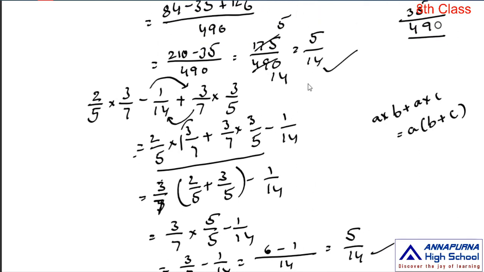So here also we get 5 by 14. Here also we get 5 by 14. So this is the importance of properties. When you have any difficult calculation, by applying these properties you can calculate it very easily.